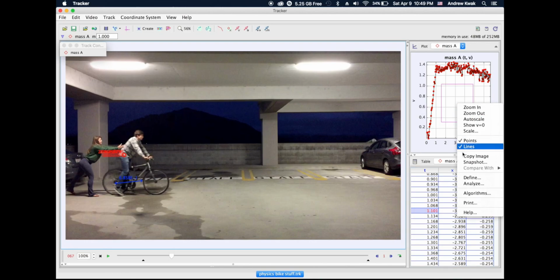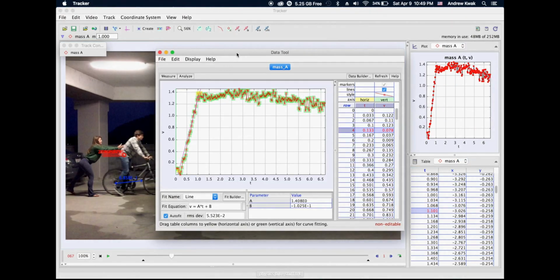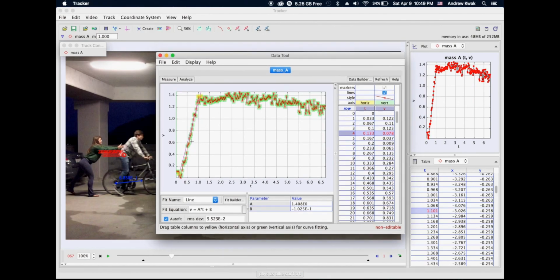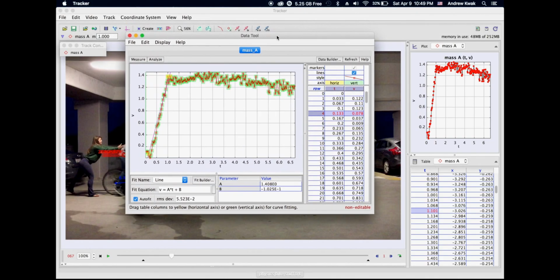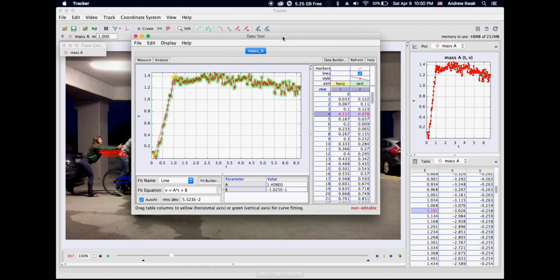We analyzed our data, and we did a line of best fit here to show that my acceleration was about 1.4 meters per second squared. Now that we have the time that the force was applied, we just need to look at the distance it was applied for.